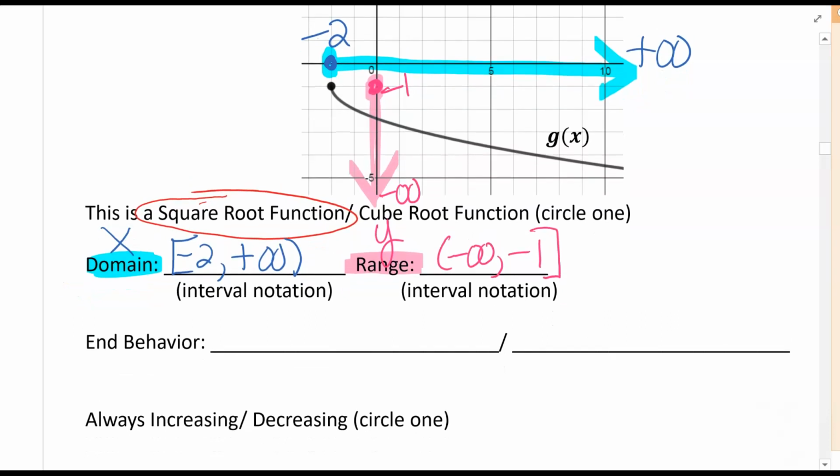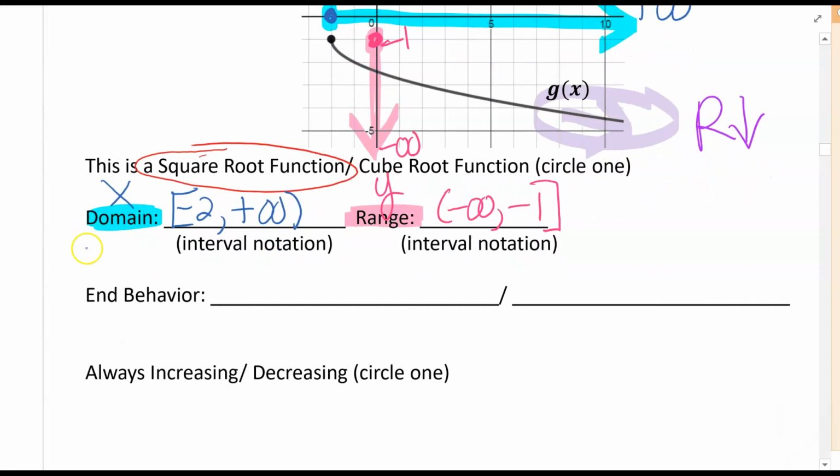All right, for end behavior, we're going to look at the end of the graph. So the end of the graph is over here. So where is this pointing? To the left or the right? The right side. And is it pointing upwards or pointing downwards? Downwards. So this one's a right down.